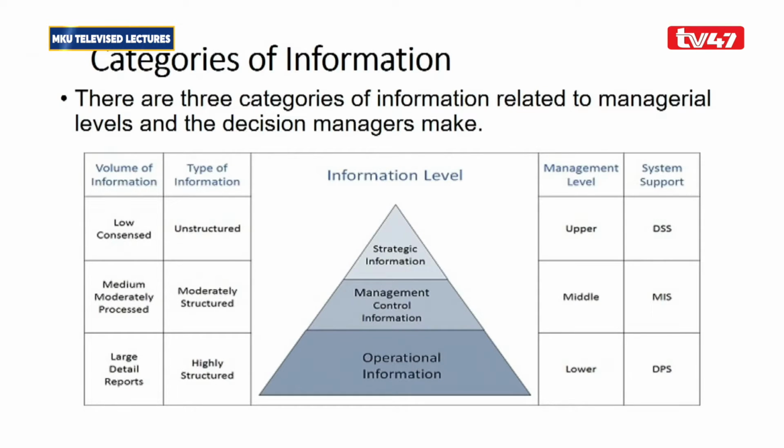Now, you note that we use different types of systems to process this information. For the operational level, we have what we call the data processing systems, DPS, which is used to process the daily operational information that we get in our organization. Then in the second level, which is the management control information, we have a management information system for processing that kind of information. And in the highest level, we can use things like the decision support systems, DSS, to process that kind of information.